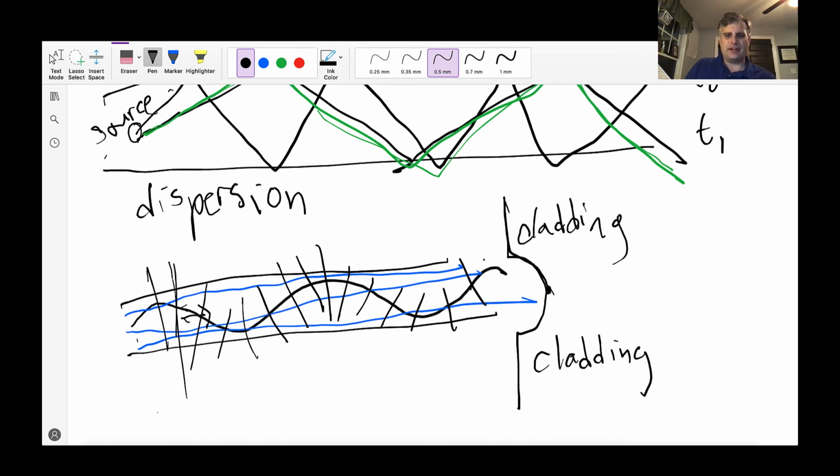This graded profile is nice because as you get to the end, or as you approach the cladding wall, the gradient of the index of refraction pulls you back in. And then you bounce down here, and then it pulls you back in.